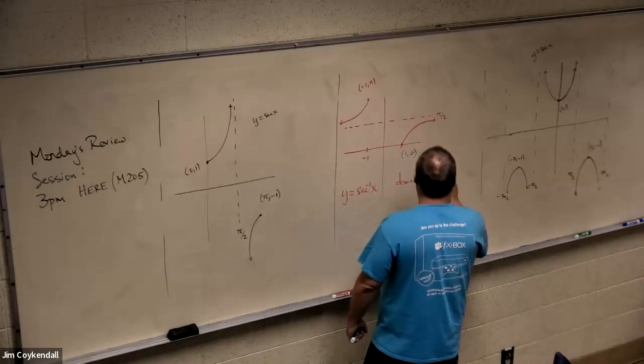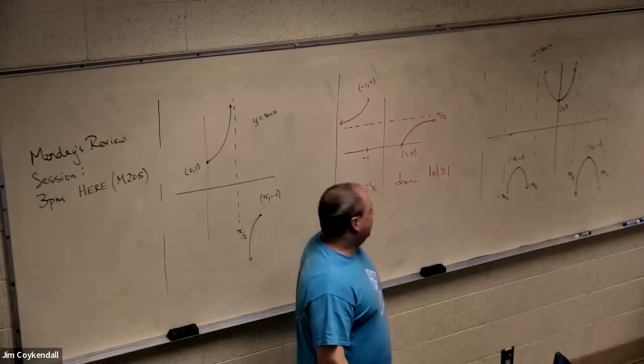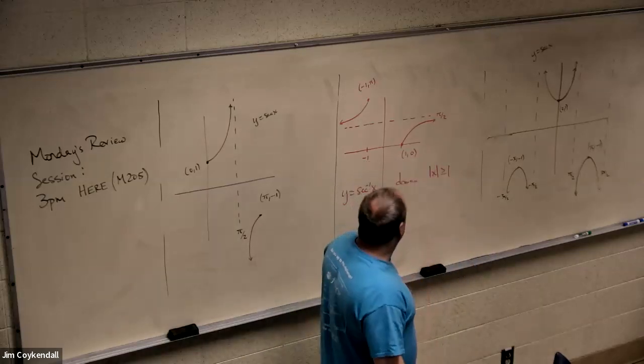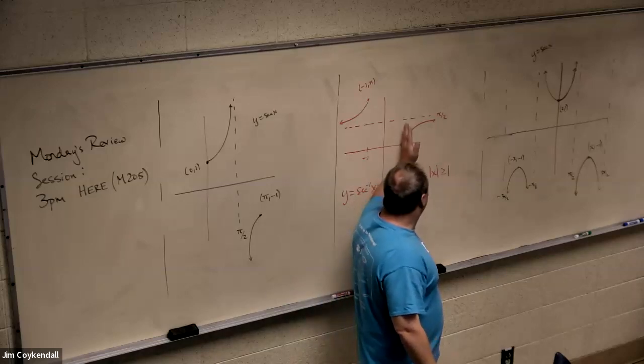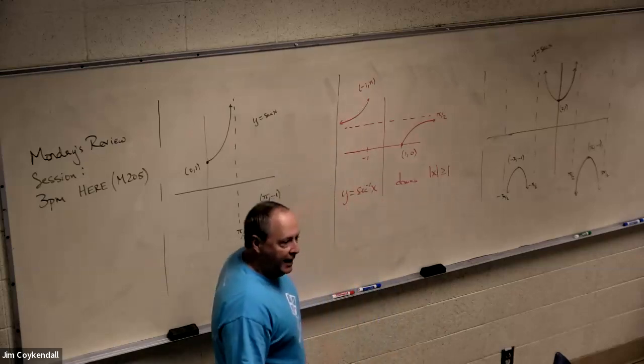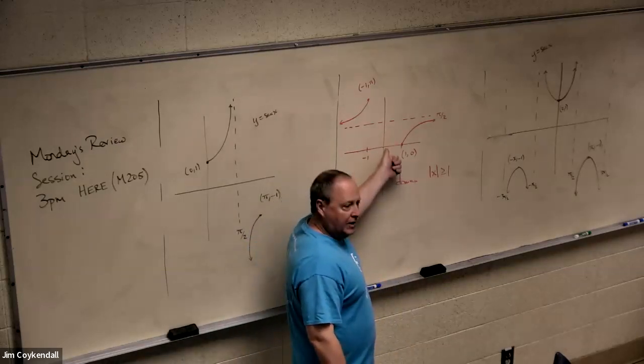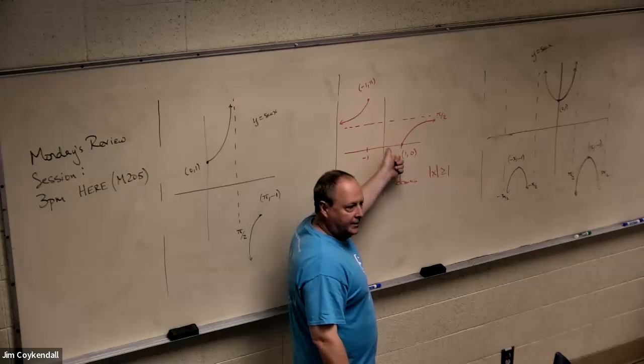Domain is all x such that x is greater than or equal to 1 in absolute value, right? So what this means is everything 1 and beyond, and everything -1 to the left. Every x. Because notice 0, for example, is not in there, right?